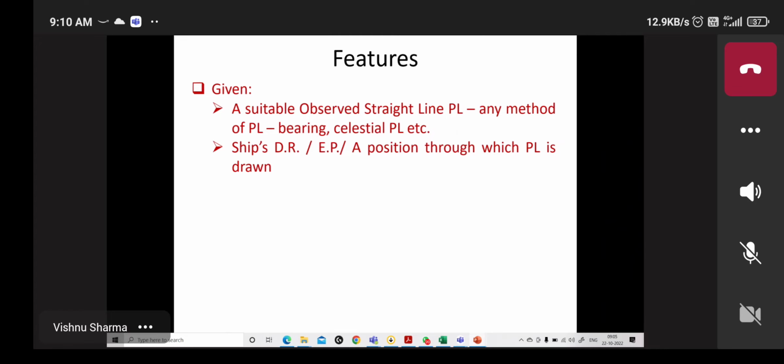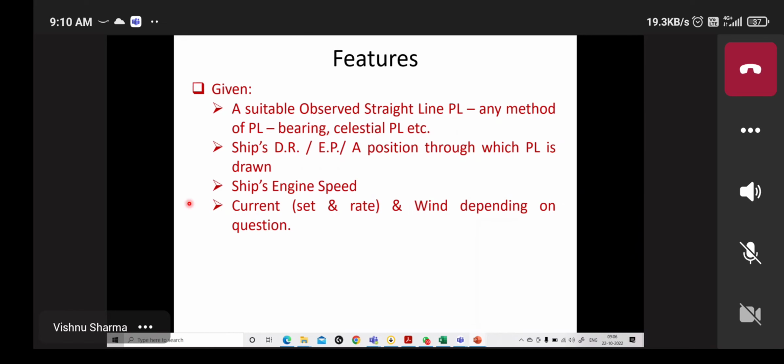Okay. What you will know will be the ship's DR position or her estimated position or a position through which the PL is drawn. Any of these things would be definitely known. The last part of it would be known in case you have a celestial PL, then you will know a position through which to draw the PL, because all celestial PLs are drawn through a position which depends on the method of solving the sight. Correct, beta? You remember the table on celestial PLs? Okay. We'll know our engine speed. We'll know the estimated or actual wind, current, everything, whatever is given in the question. Current, wind, one, two, whatever, both of them.